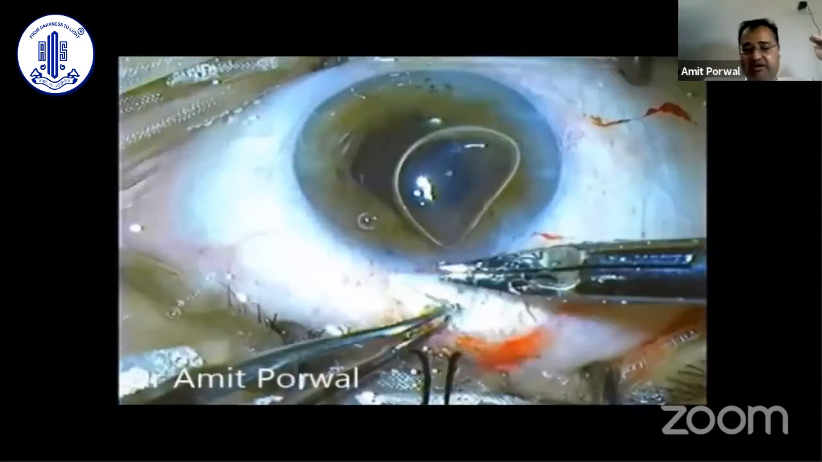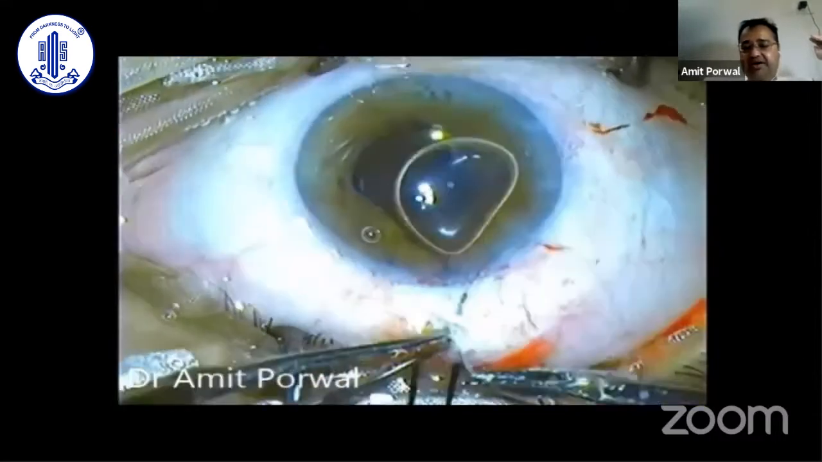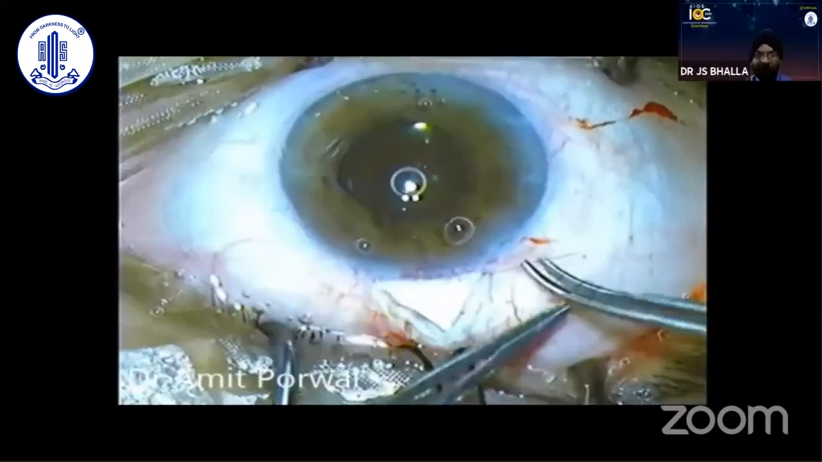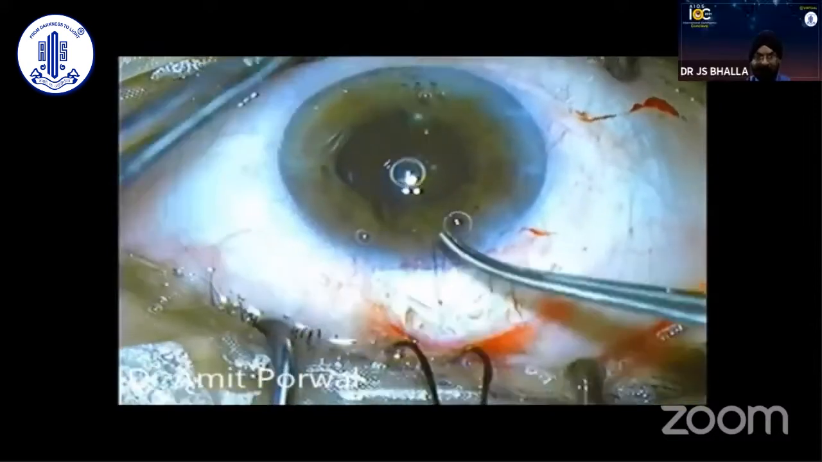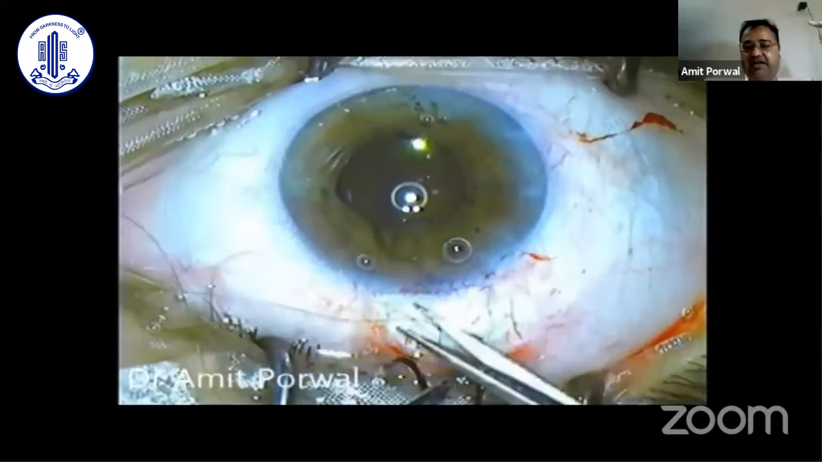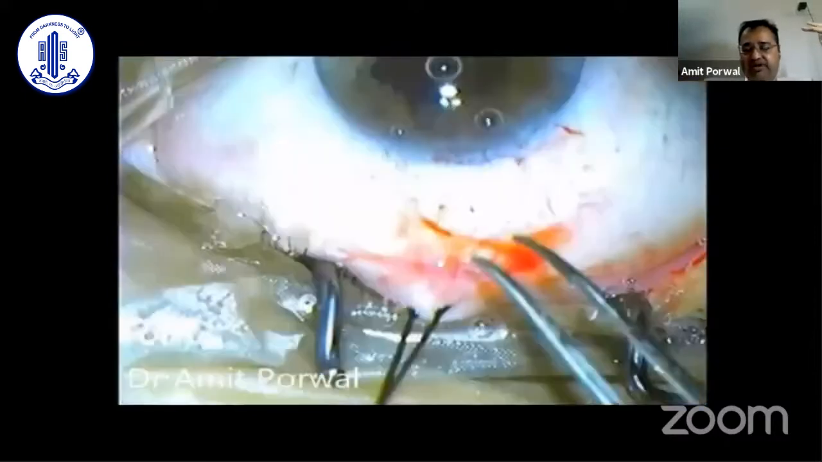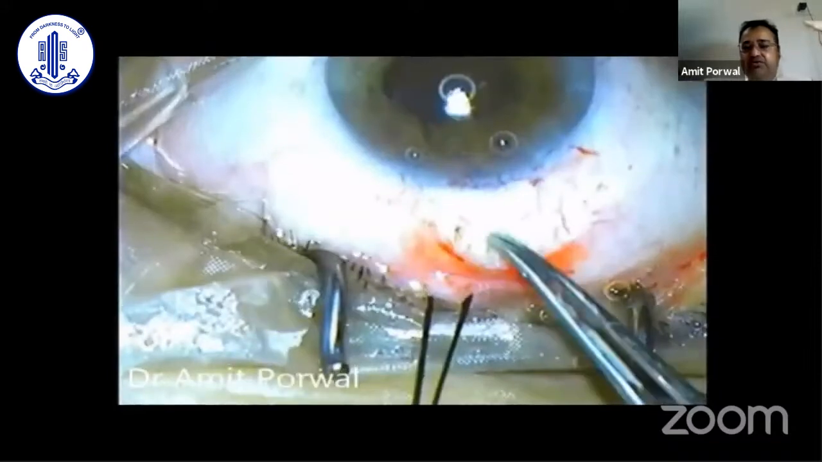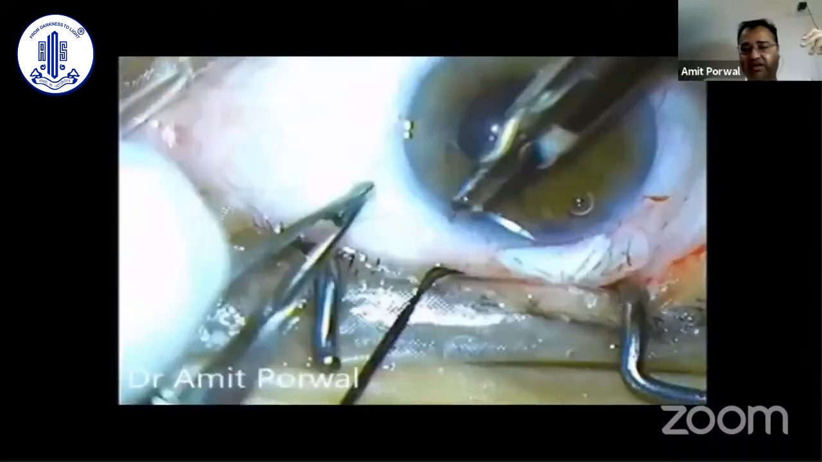Whenever I'm doing a phacotrabeculectomy, earlier I used to take one intermediate suture and two releasable sutures. But now I'm taking only one releasable suture. So as you go on doing your surgeries, you refine your technique and then you see what works well in your hand. And based on that, you go ahead with that. This is one of the earlier videos.